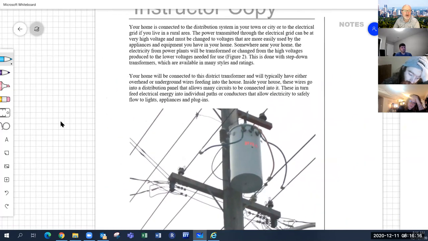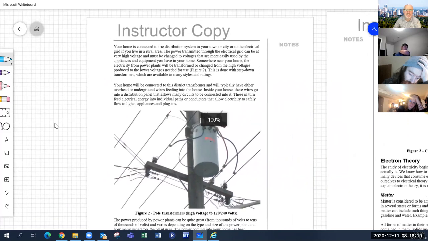So we have a distribution system all over the place, and it depends where you live. Sometimes the wires are on poles, or sometimes they're buried in the ground. Sometimes we bury everything in the ground just so we don't have all those poles running around the streets. But the energy produced by these big plants is very high electrical energy. So what do we use for our own house? We have to get it down to a usable form.